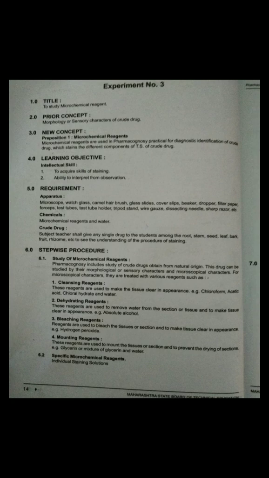Then next are the bleaching reagents. Bleaching reagents are used to bleach the tissue or section and to make the tissue clear in appearance. For example, hydrogen peroxide is an example of a bleaching reagent.